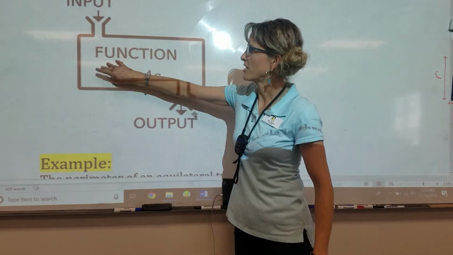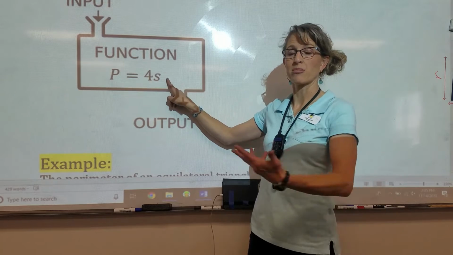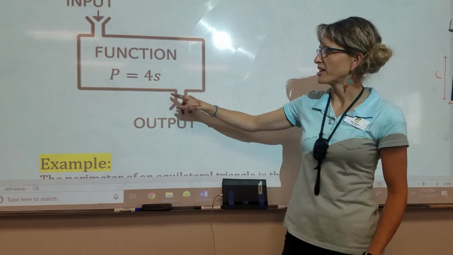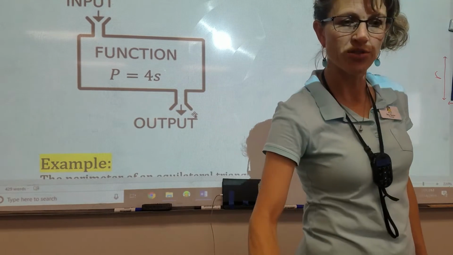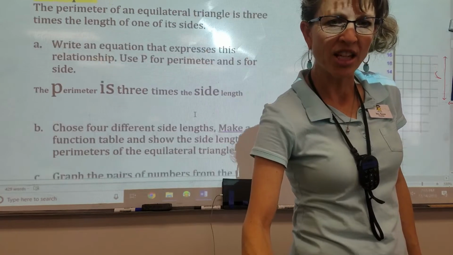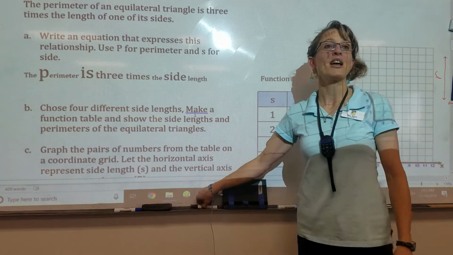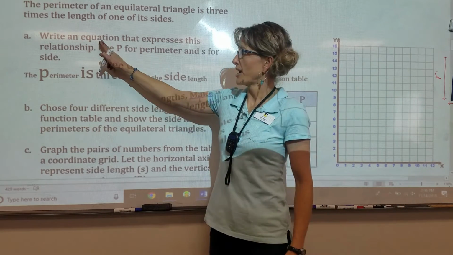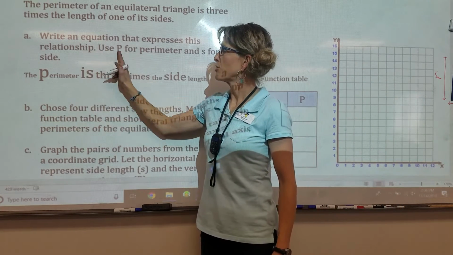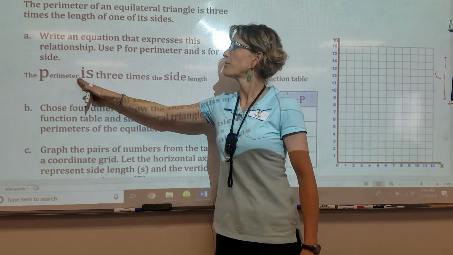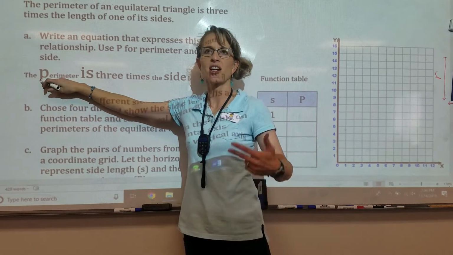Whatever you put in, then a rule applies. Like this would be 4 times the input, and then you get an output. That happens to be 4 times the side length of a square. Let's look at the side length of an equilateral triangle. So the perimeter of an equilateral triangle is 3 times the length of its side. Write an equation that expresses this relationship. Use P for perimeter, S for side. So I rewrote the sentence so you could see how you can translate English to math.